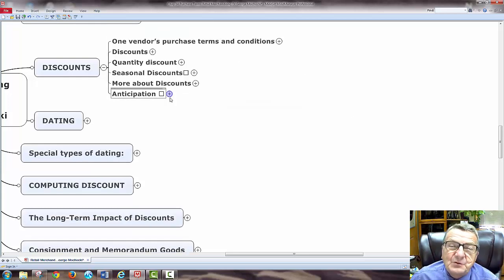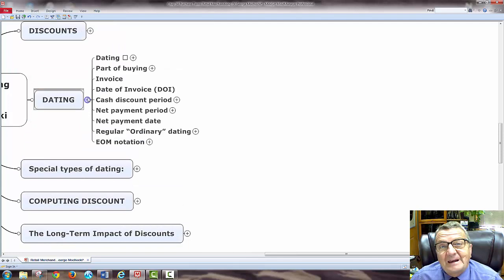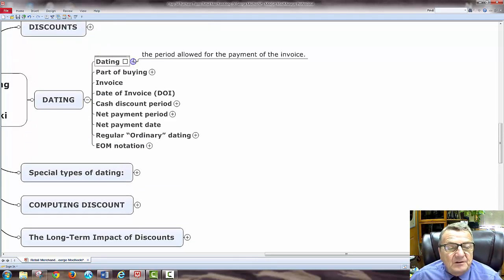Make sure it's what you have an agreement with your vendor. Some vendors do, some don't. Okay? Okay, now dating. Let's get into dating. What is dating? The period allowed for repayment of an invoice.